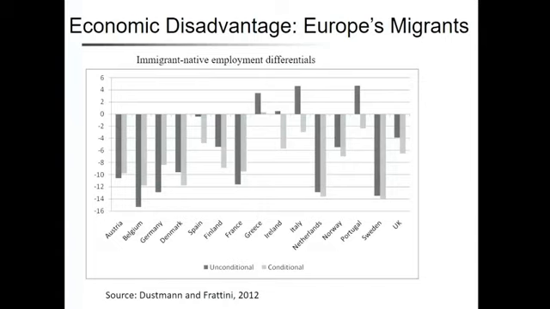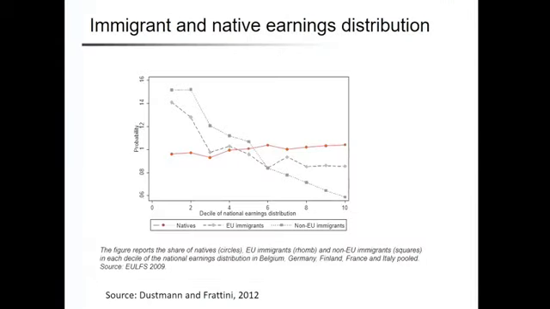So what I have given you here are some slides on how immigrants are actually faring at the moment economically in European countries. Here is the employment differential between immigrants and natives across different European countries. And what you can see is that in every European country, with very few exceptions, immigrants actually have a much lower probability to engage in employment and in the labor market. They are also much more likely to be at the low end of the earnings distribution. So this is where immigrants are concentrated in the earnings distribution. And what you can see is they are predominantly at the low end.